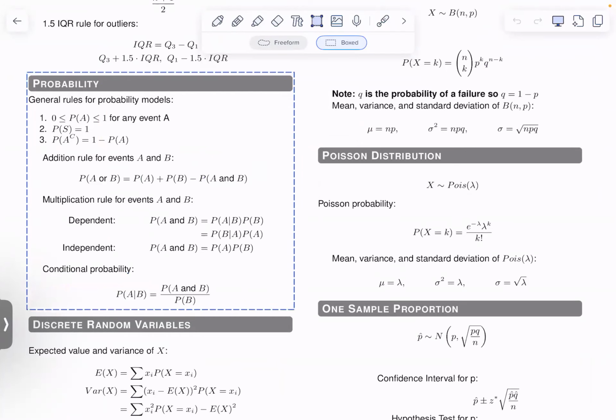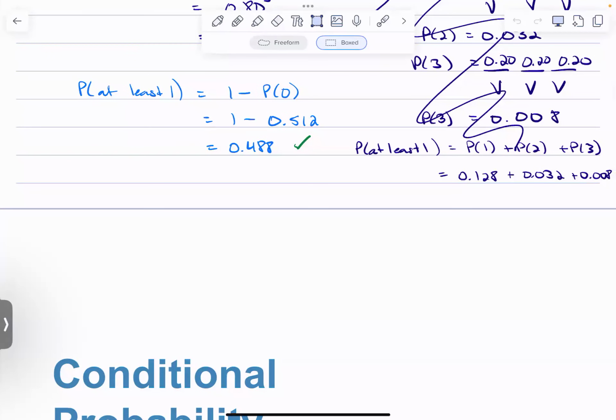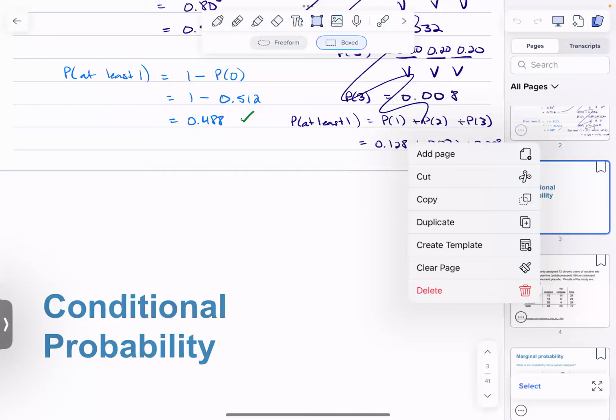Like, what a flop. Oh. I'll fix it before I post the notes. How about that?